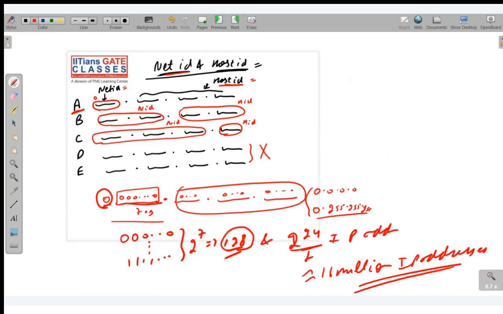So in the net ID, the first octet is for net ID. The first bit is fixed as 0, so 7 bits are remaining. 7 bits can go from 0 to 1, that is 128. So 128 different organizations can be given a class A IP address, and each organization will have 2 to the power 24 IP addresses because 3 octets are reserved for host ID. That means approximately 16 million. This is not the exact answer, approximately 16 million IP addresses in each block of class A.